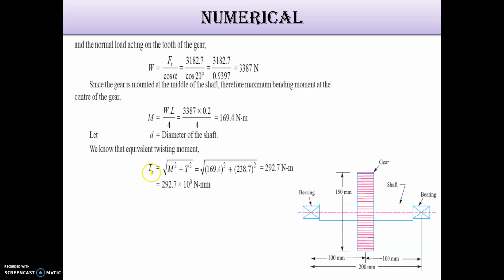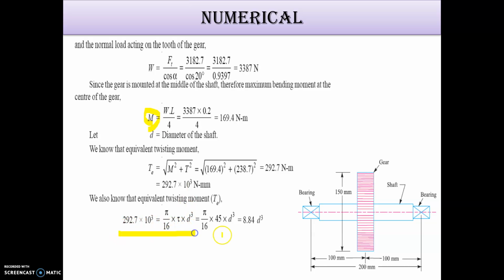So for the equivalent twisting moment, we have Te is equal to square root of M square plus T square. We have the value of M, and in the previous slide we already got the value of T. Put those values and you will get Te. So for Te we have Te is equal to pi by 16 tau d cube. We put the values here and get the value of d. Now solving this, we get d is equal to 32 mm. We can say 35 mm. So this is the diameter of the shaft.